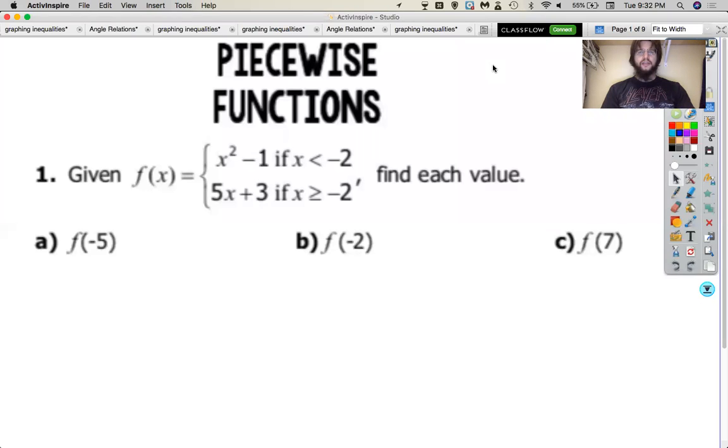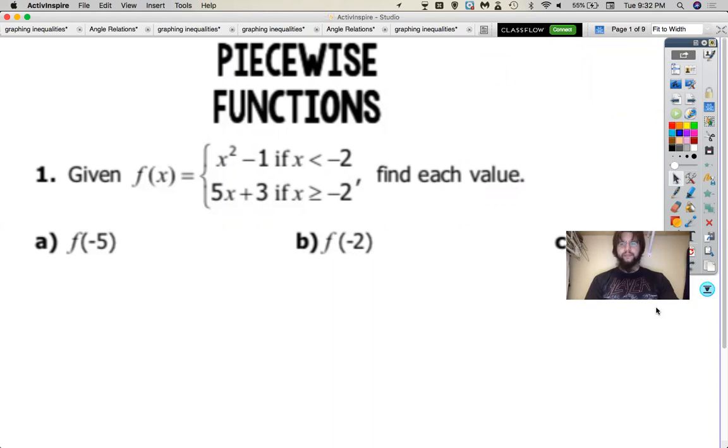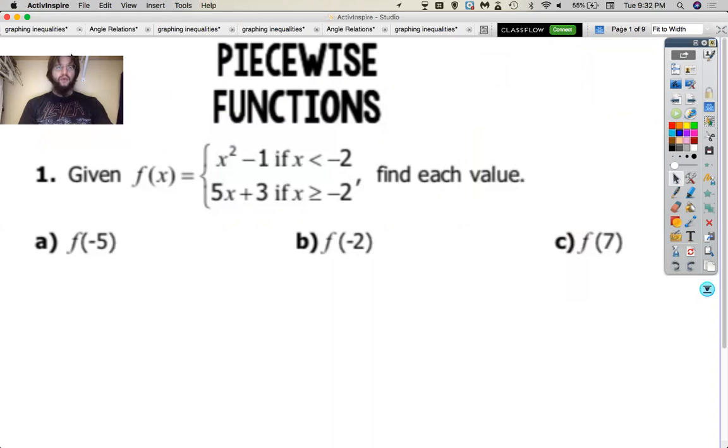Hey guys, so today we're going to talk about piecewise functions. So something finally totally new to you. So let's break down what it means. Piecewise, well, it's got this word piece in it, and it's functions. It's just a bunch of pieces of functions shoved together. That's what it is. We got an example here.